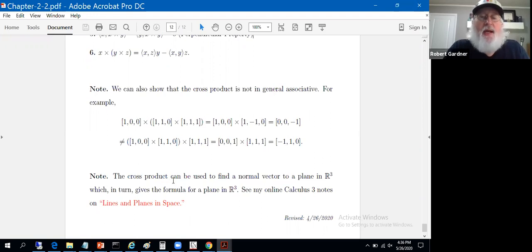As I mentioned, you usually use these cross products to find equations for planes in R3. You give me two vectors in a plane in R3, I can take the cross product and it'll give me a normal vector to that plane, and I can use that normal vector to find a formula for the plane in R3. So that's a common Calculus 3 manipulation involving cross products. And there's a link to some of that. And that completes section 2.2.